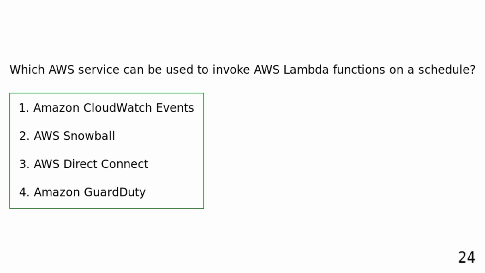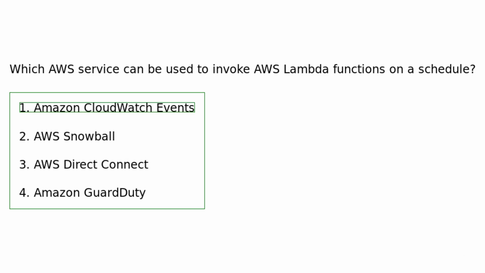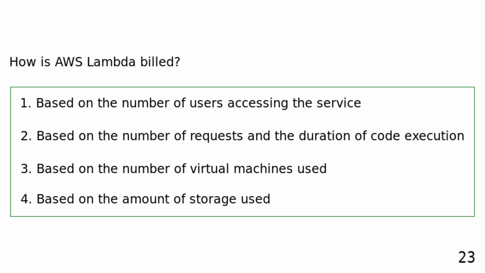Which AWS service can be used to invoke AWS Lambda functions on a schedule? Amazon CloudWatch Events. AWS Snowball. AWS Direct Connect. Amazon GuardDuty. Amazon CloudWatch Events can be used to invoke AWS Lambda functions based on a schedule you define, similar to a cron job.